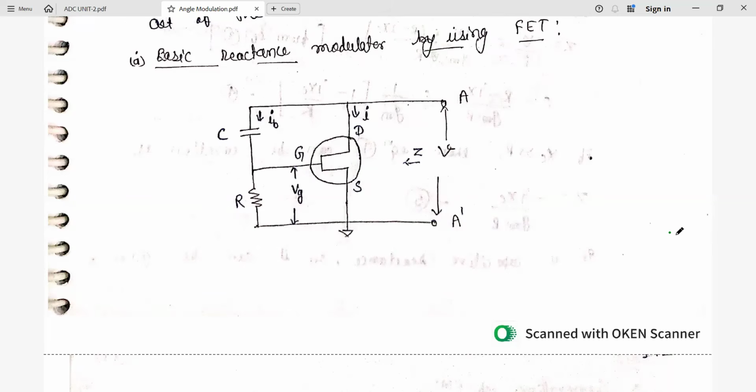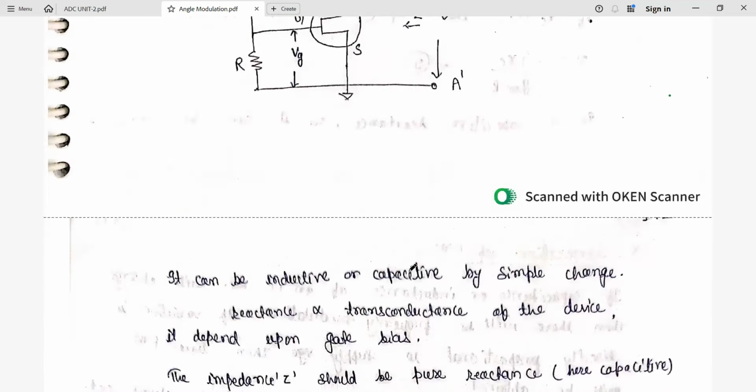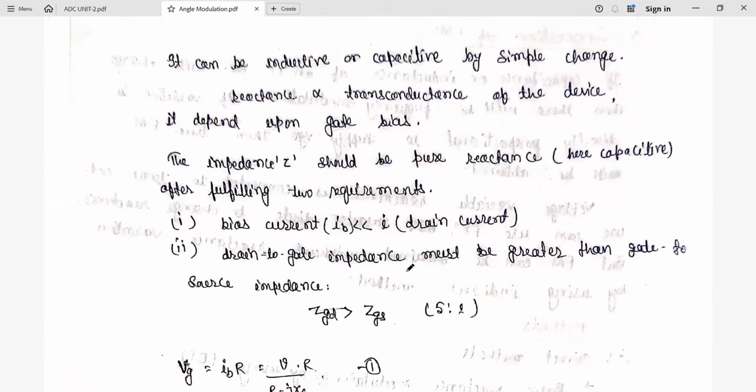Now we have the discussion about the direct method. The indirect method we have already seen, and this diagram is for the basic reactance modulator using the FET. Now we have the calculation for this. It can be inductive or capacitive, so how are we going to change it? This reactance is directly proportional to the transconductance of the device, which again depends upon the gate biasing. Here the impedance should be a pure reactance, which can be capacitive or inductive, but here we are taking the example of the capacitive one.